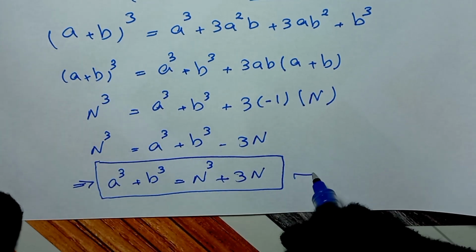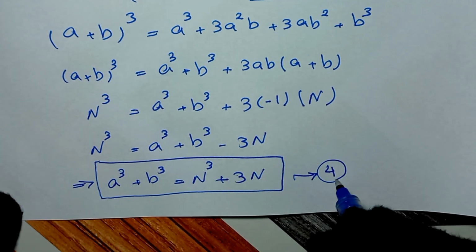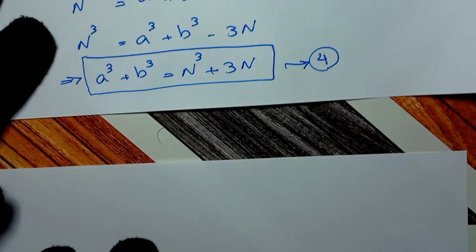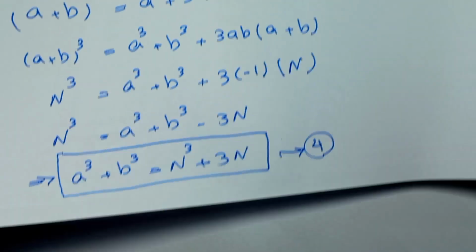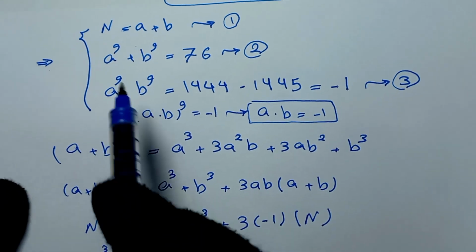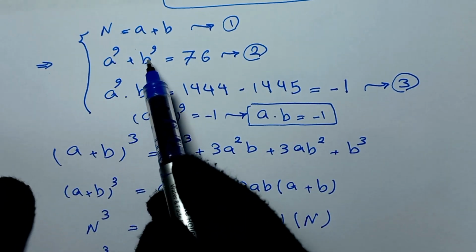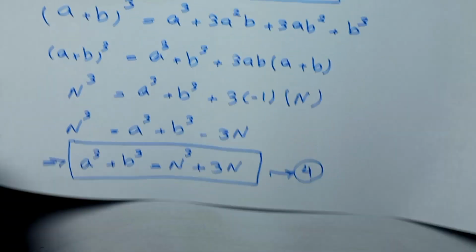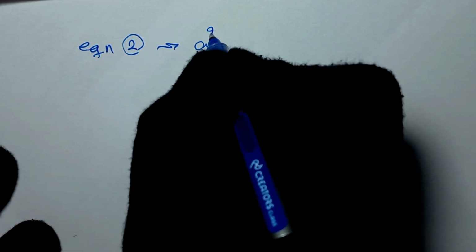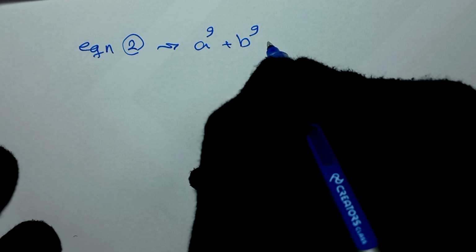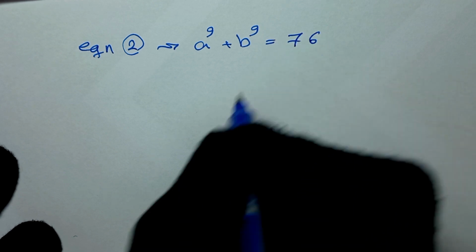And we let this be equation 4. And in the next step, in here, we have a to the power of 9 plus b to the power of 9 is equal to 76. So we write in here, from equation 2, we have a to the power of 9 plus b to the power of 9 is equal to 76.